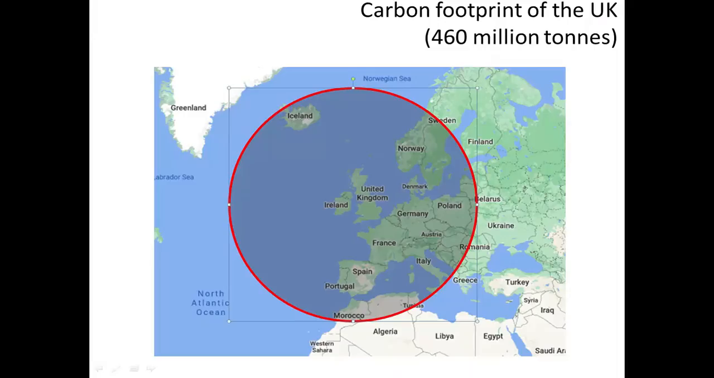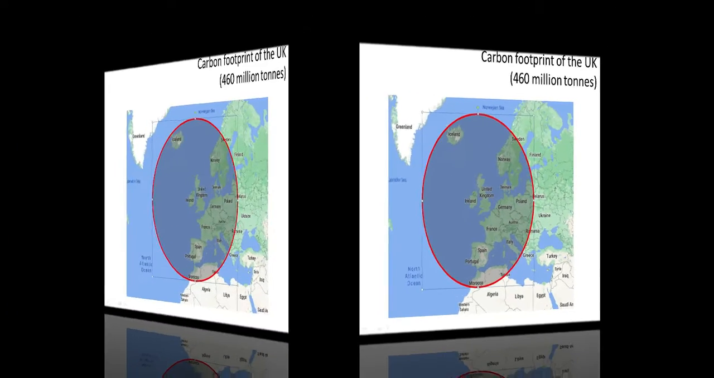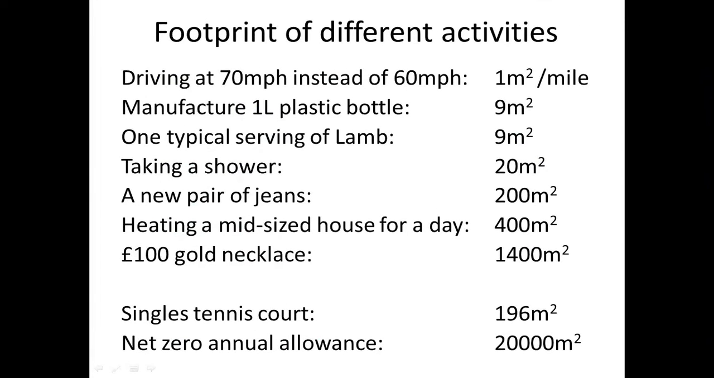The UK itself has a carbon footprint that extends way beyond the borders of the nation, covering much of Europe and the North Atlantic up to Iceland. So what contributes to this, and how can we use this sort of more tangible footprint to change our behaviour?